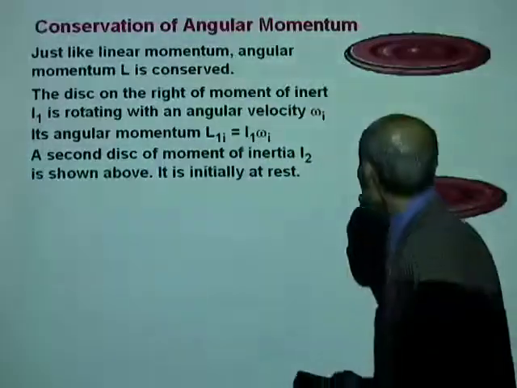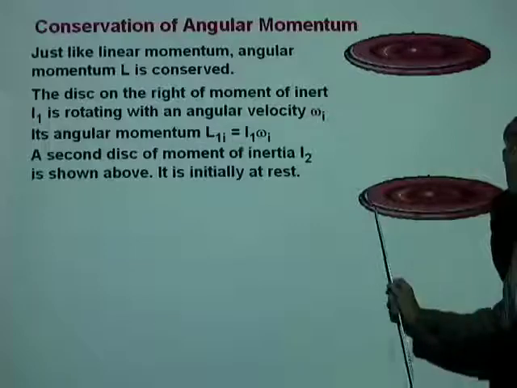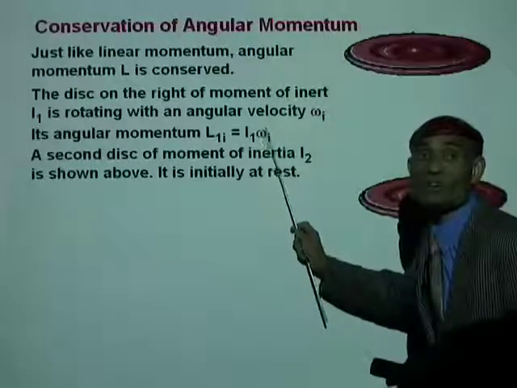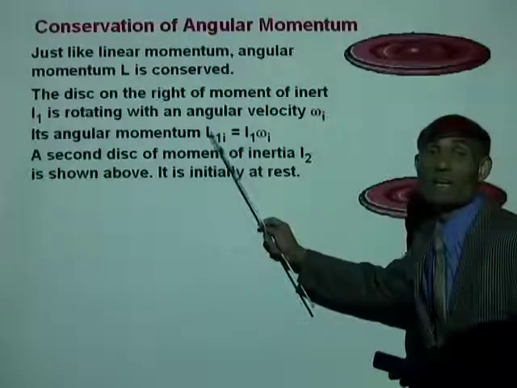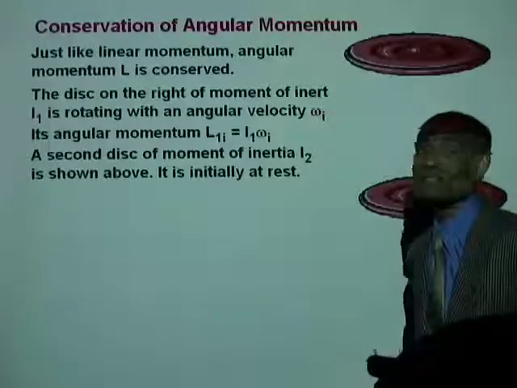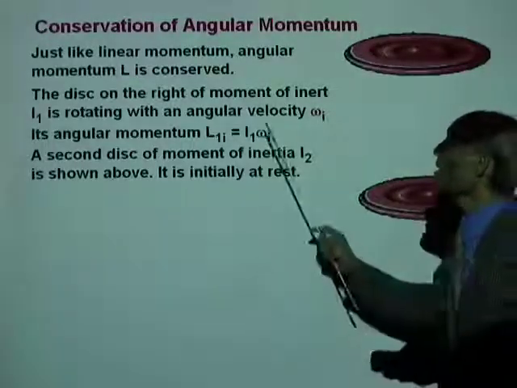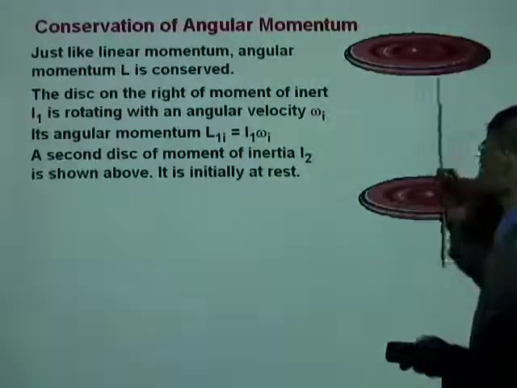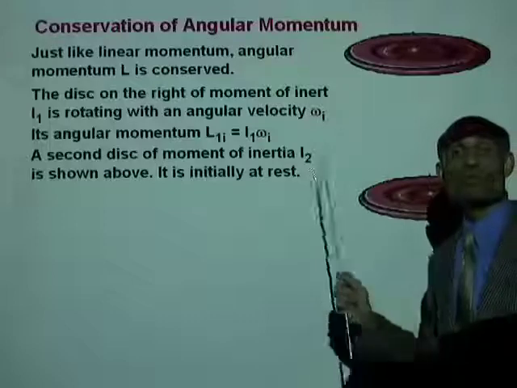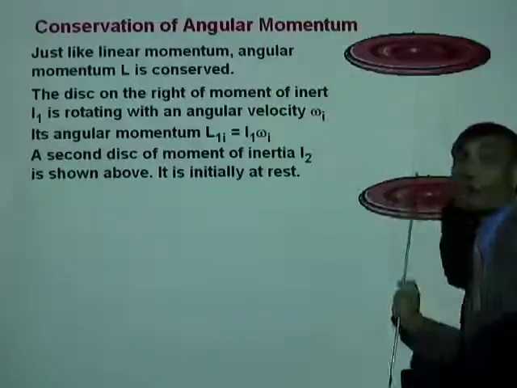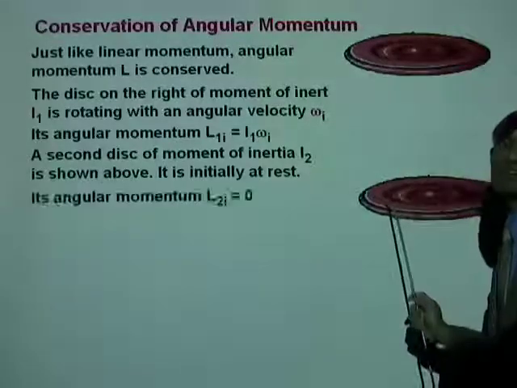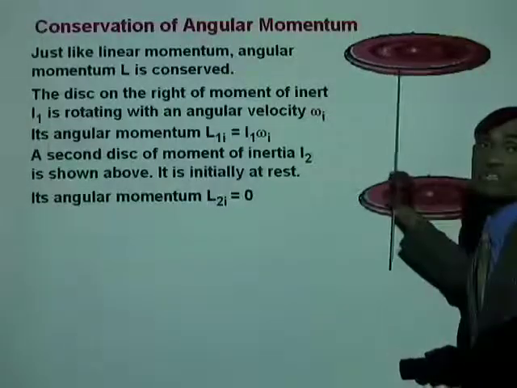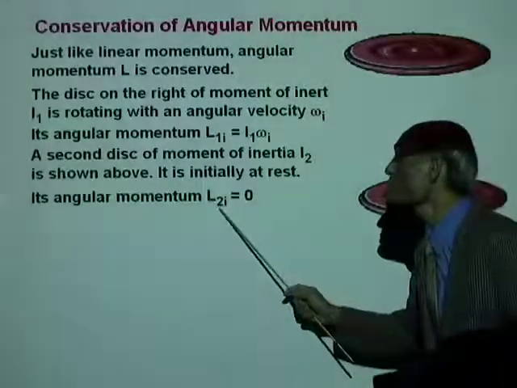So here we have the first disk rotating with an angular velocity omega I. It has an angular momentum L1I equal to I1 omega I. And here we have a second disk which is now going to be dropped onto this first disk. What is the angular momentum of this disk before dropping?